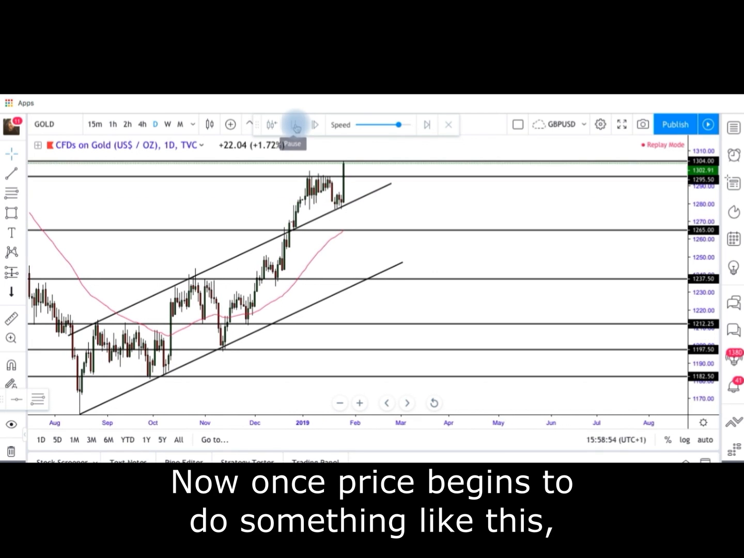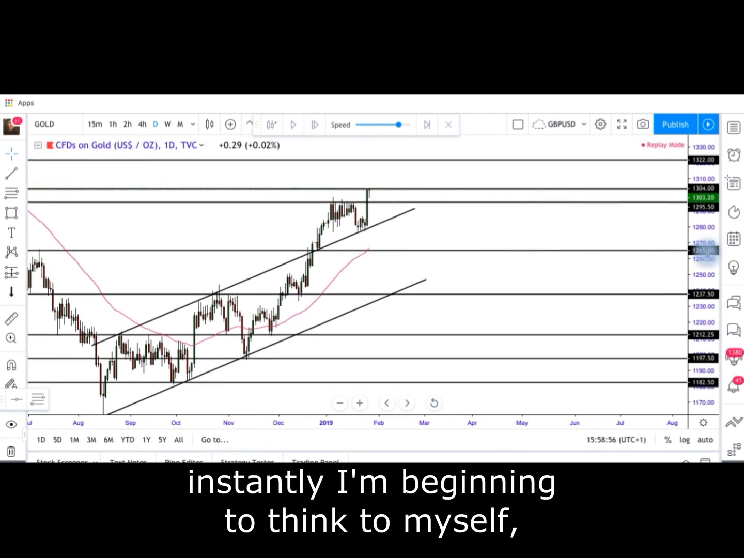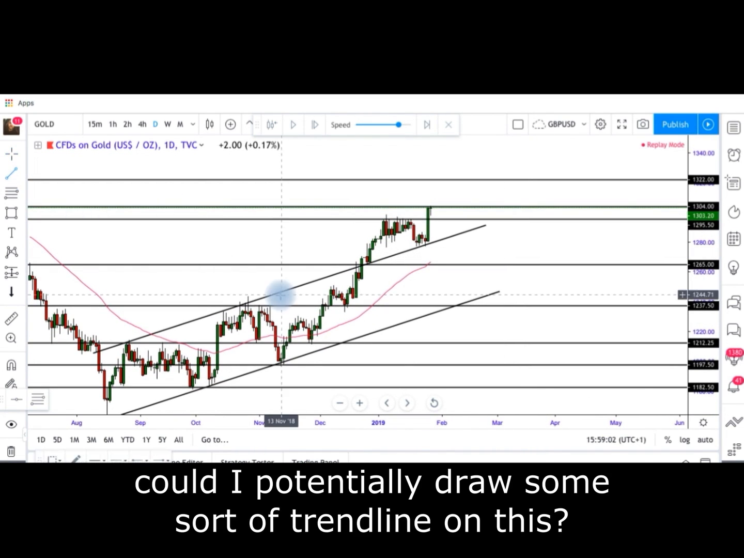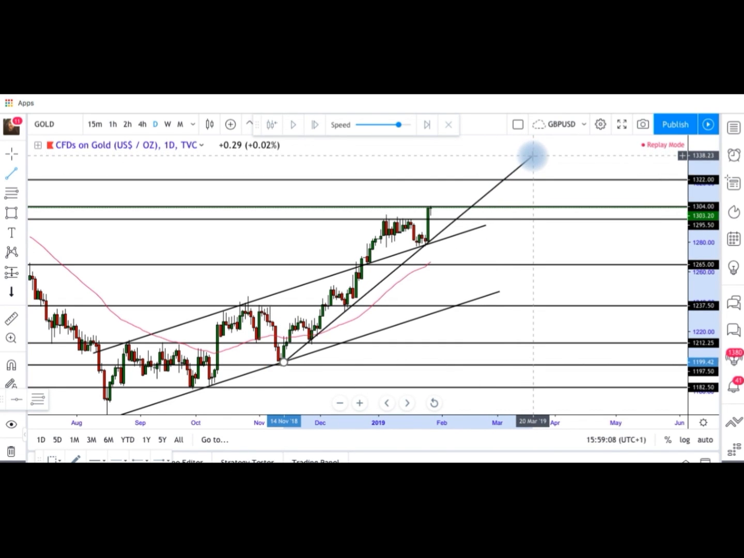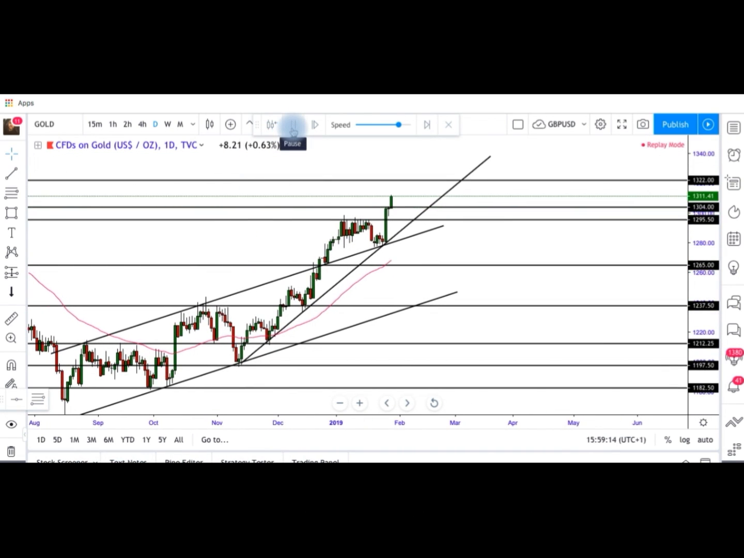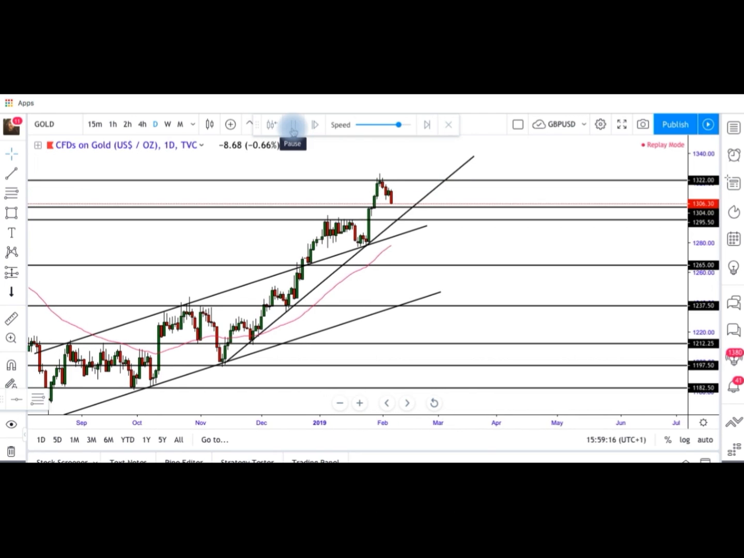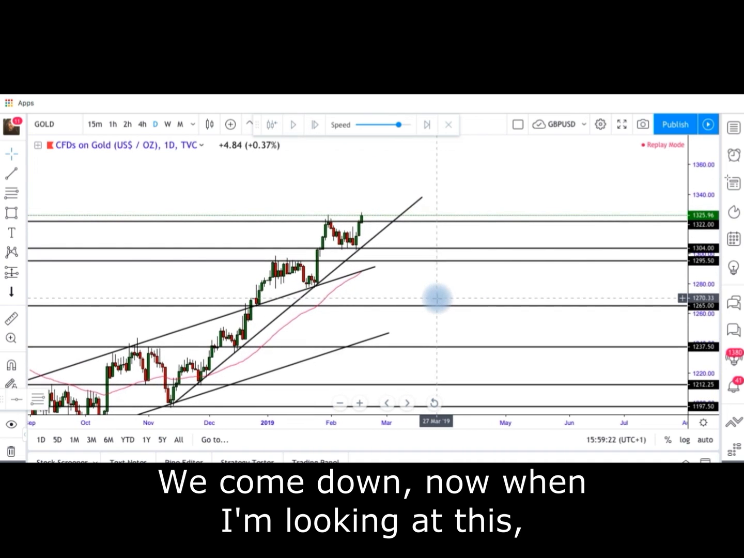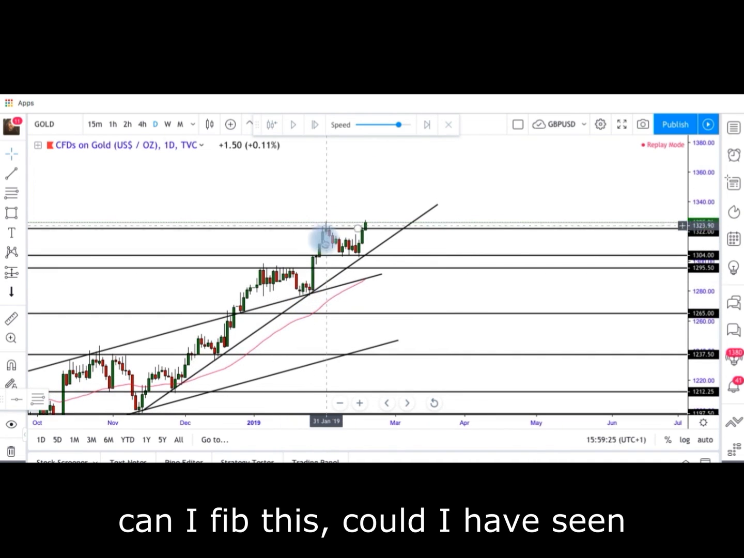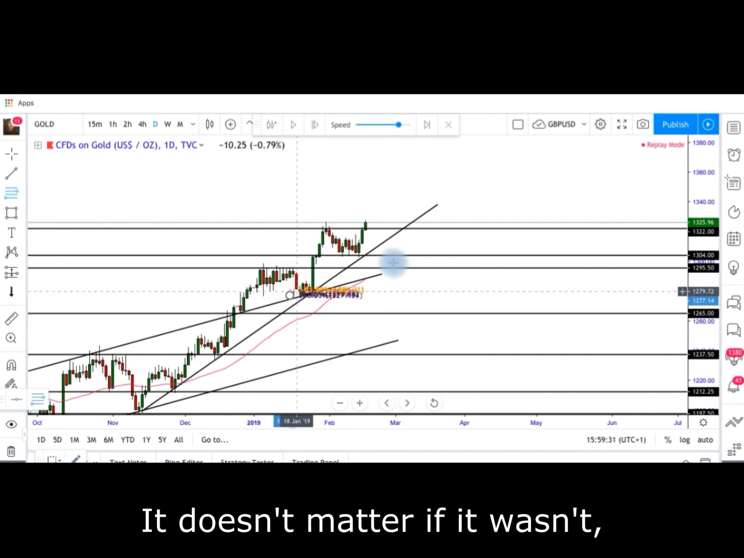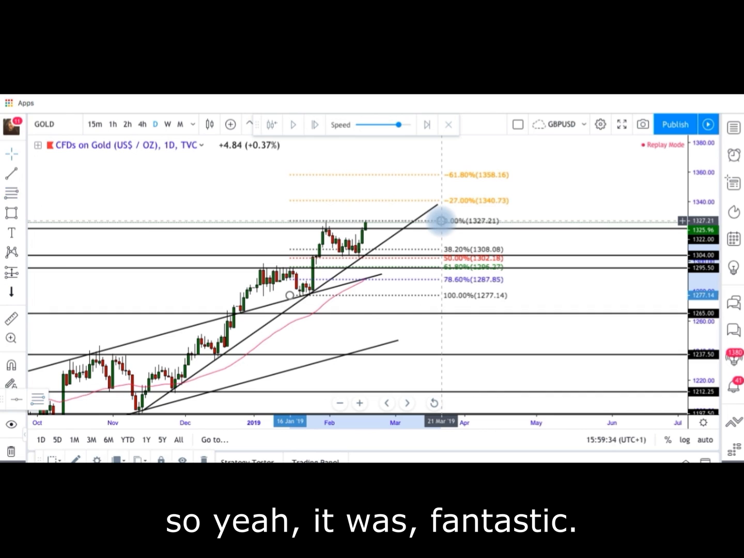Now, once price begins to do something like this, instantly I'm beginning to think to myself, could I potentially draw some sort of trend line on this? Something like this, maybe. Let's see how it plays out. Respected the level again. We come down. Now, when I'm looking at this, can I fib this? Could I have seen that this was going to happen? Well, let's have a quick look and see if it was a fib. It doesn't matter if it wasn't because we know we've got market structure. So yeah, it was. Fantastic.